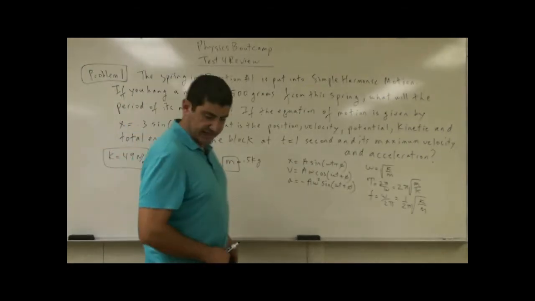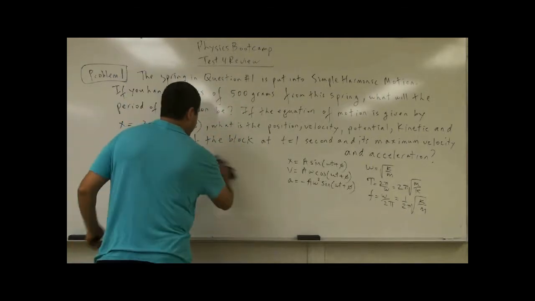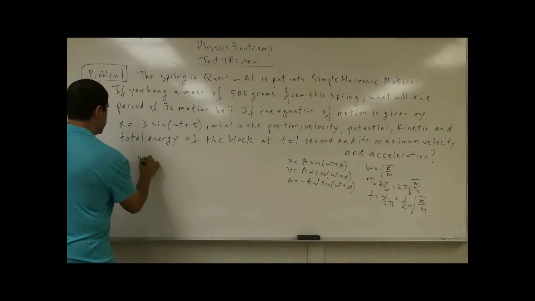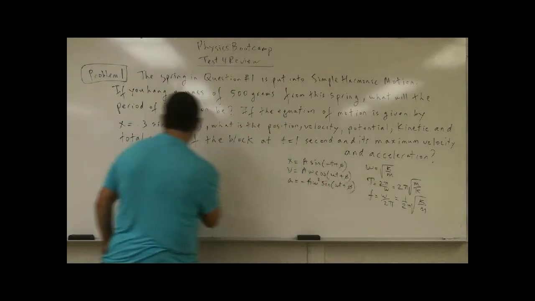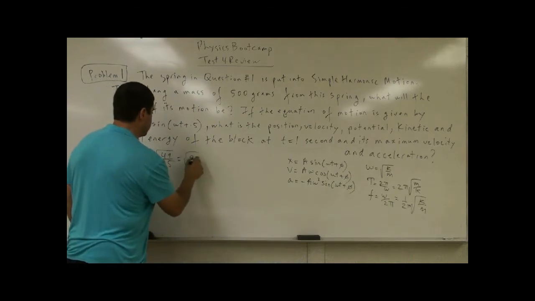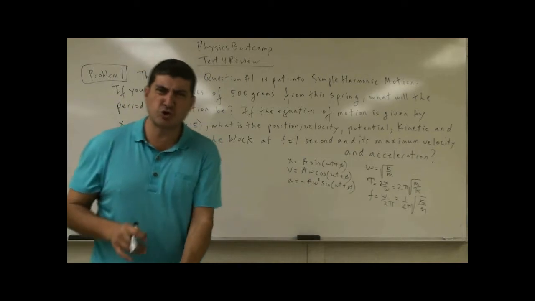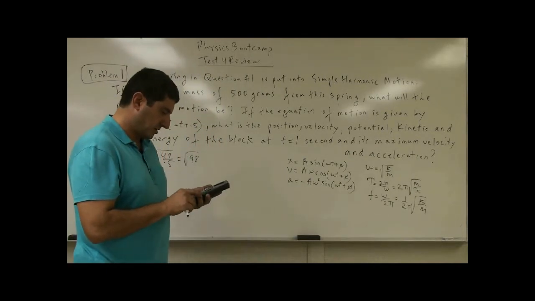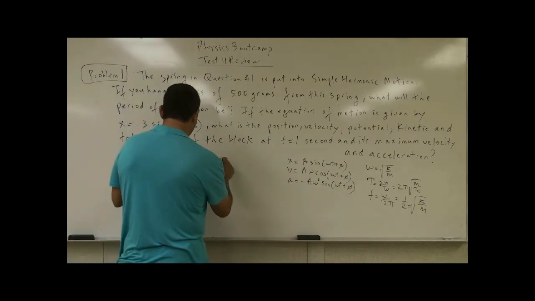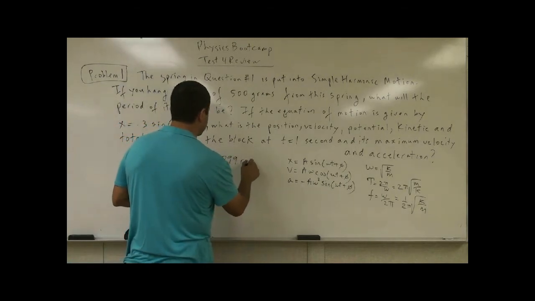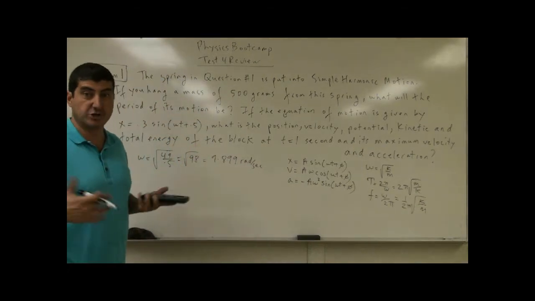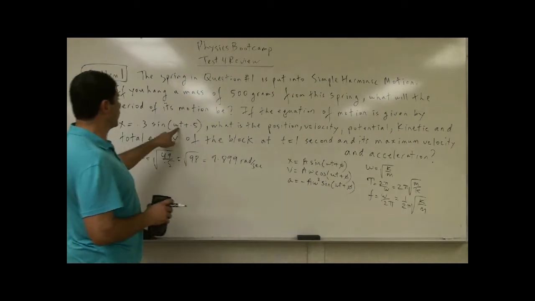Okay? So let's begin by calculating the omega. Since we know k is 49, omega is equal to the square root of 49 over the mass, which is half a kilogram, so we get the square root of 98. So it's going to be close to 10. It's going to be 9.899 radians per second. This is called radial frequency, or angular frequency. So that's the omega that goes in here.